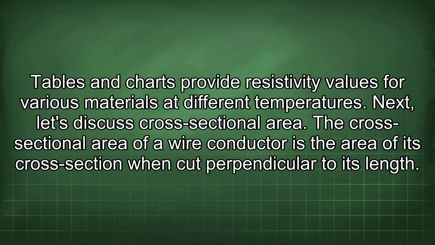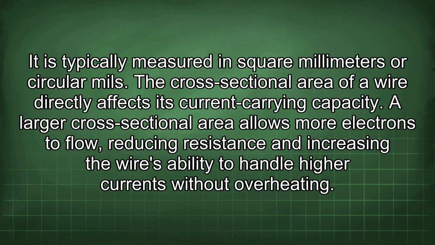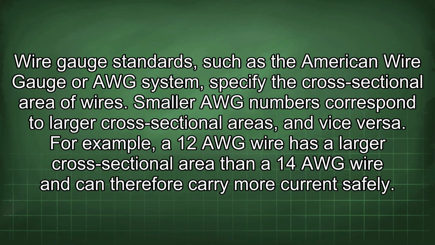Next, let's discuss cross-sectional area. The cross-sectional area of a wire conductor is the area of its cross-section when cut perpendicular to its length. It is typically measured in square millimeters or circular mils. The cross-sectional area of a wire directly affects its current carrying capacity. A larger cross-sectional area allows more electrons to flow, reducing resistance and increasing the wire's ability to handle higher currents without overheating. Wire gauge standards, such as the American Wire Gauge or AWG system, specify the cross-sectional area of wires.